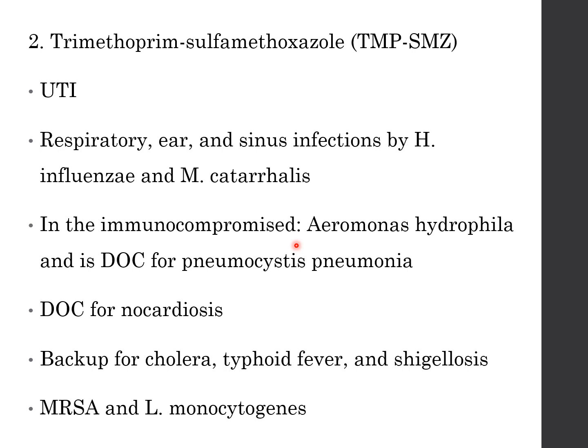you can treat your Aeromonas hydrophila, and it is the drug of choice for your pneumocystis pneumonia. And trimethoprim-sulfamethoxazole is the drug of choice for nocardiosis. It is used for the treatment of cholera, typhoid fever, and cirrhosis. And it has an effect on your methicillin-resistant Staphylococcus aureus and even your Listeria monocytogenes.